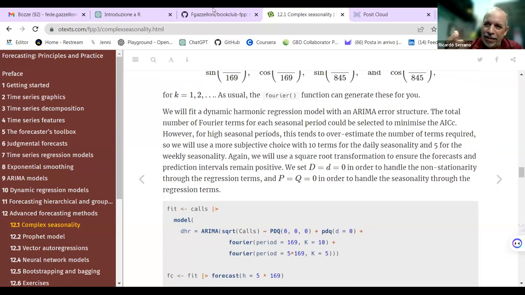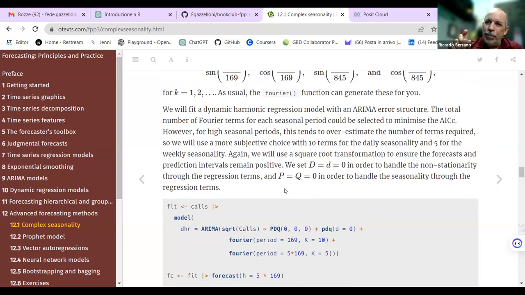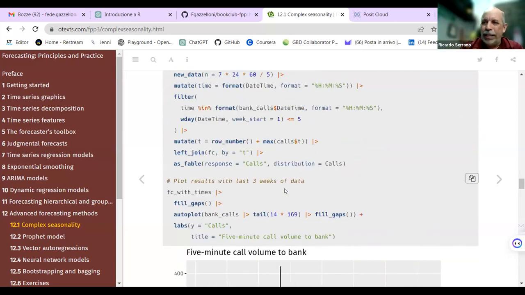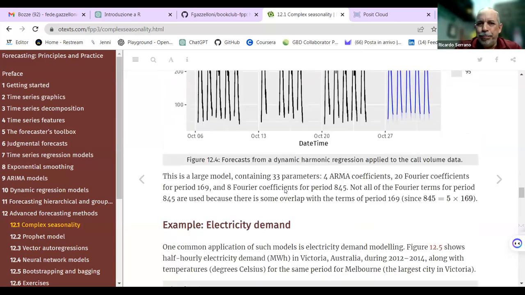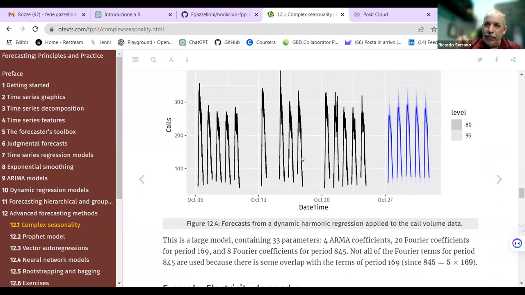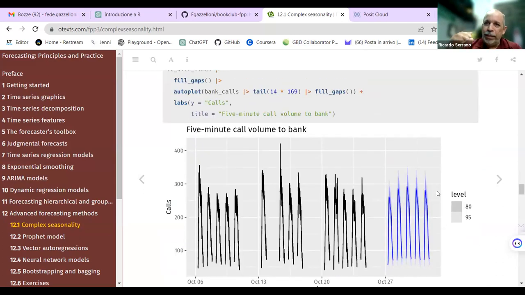It's kind of a hack, to allow ARIMA to incorporate more than one seasonality. And it does pretty well. In the forecast, if you compare with the last one, the confidence intervals are a little bit tighter.